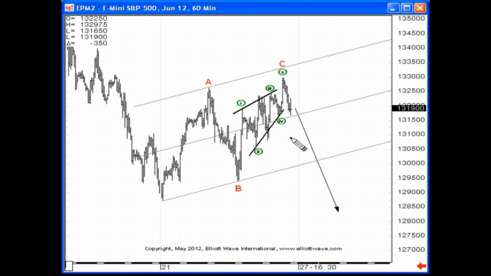Now what I'll be looking for here with respect to the small ending diagonal C wave in the E-mini S&P is if we can get below, say, the extreme of wave 4 here, that I think will signal or confirm that the move is indeed done, in which case we can trade against the high and look for the move to continue lower, back to below the origin of the pattern, which would be right there.